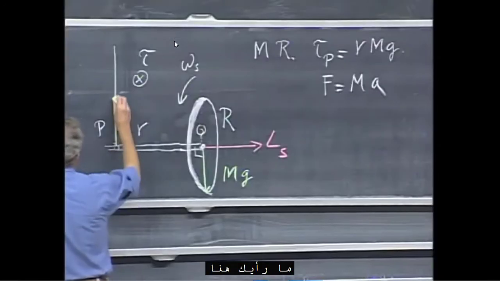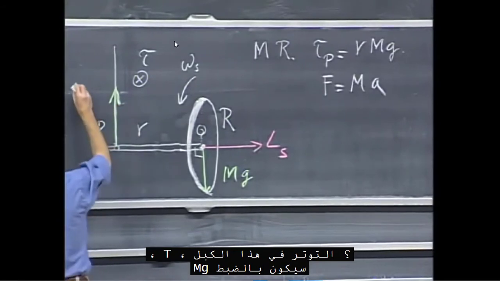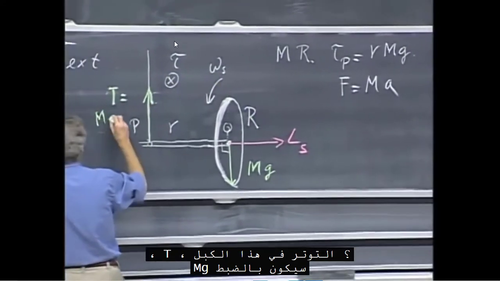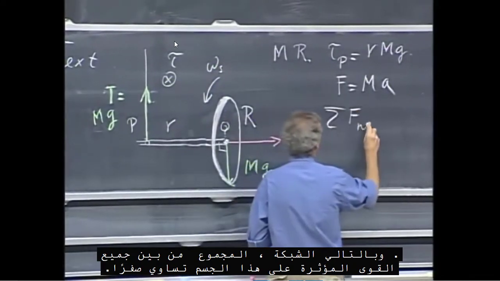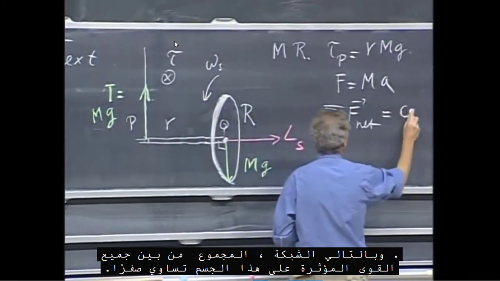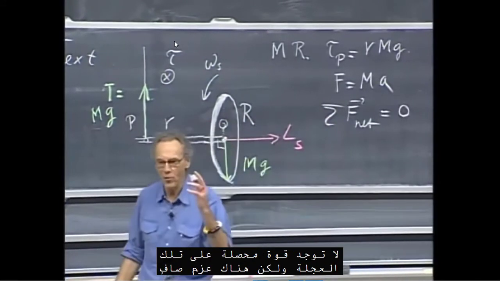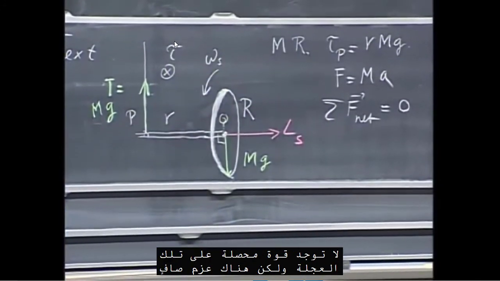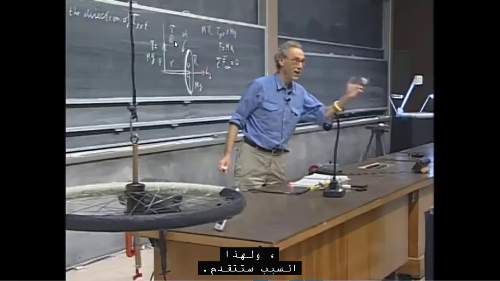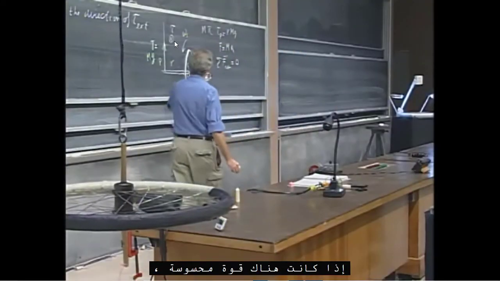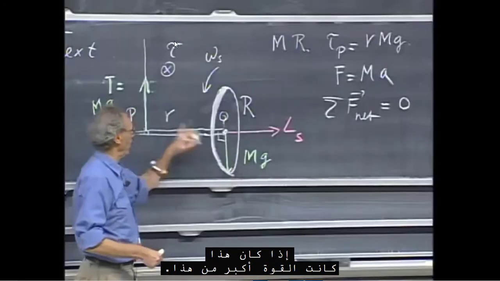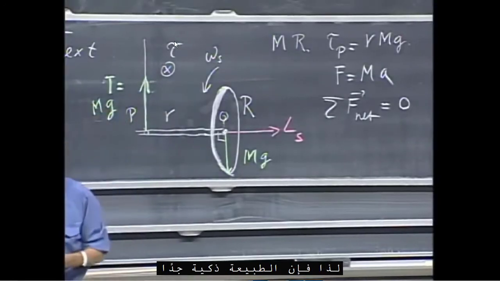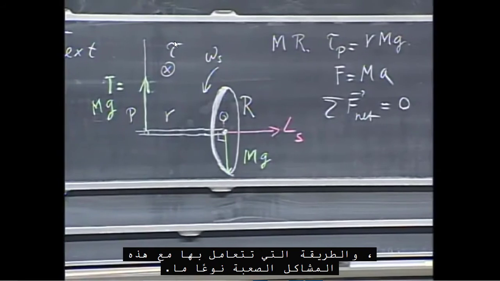What do you think is here? The tension in this cable, T, will be exactly mg. And so the net, the sum of all forces on that object is 0. There is no net force on that wheel, but there is a net torque. And that's why it's going to precess. If there had been a net force, then indeed it would also go down, if this force were larger than this. So nature is very clever, the way that it deals with these rather difficult problems.